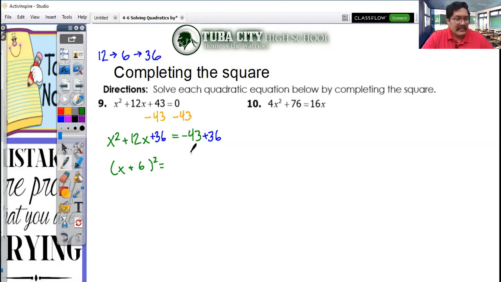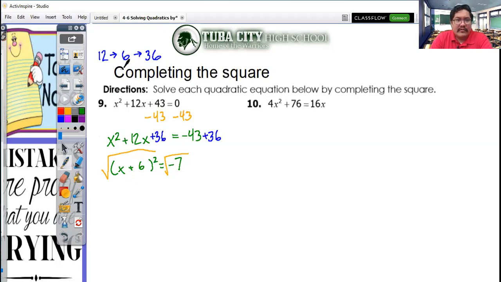Let's see, 36 minus 43. That would be negative 7. All right, gotta remember that's going to be a negative number. Now, I hope we can take the square root of both sides, but you notice that we are taking the square root of a negative number.